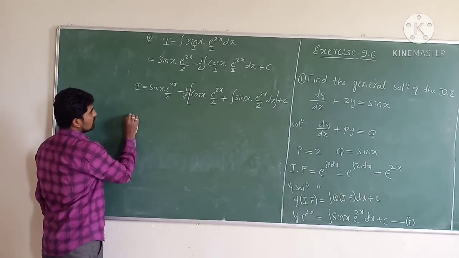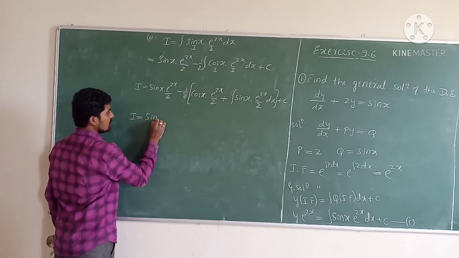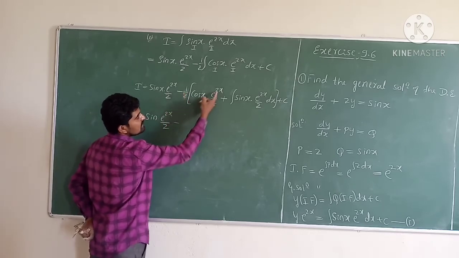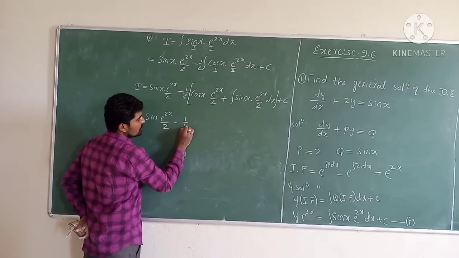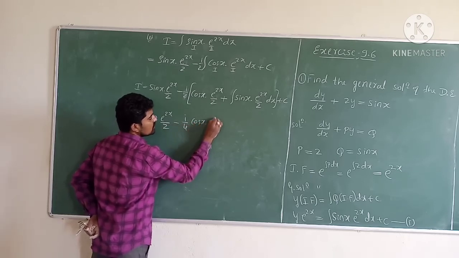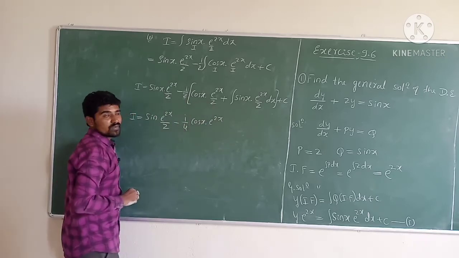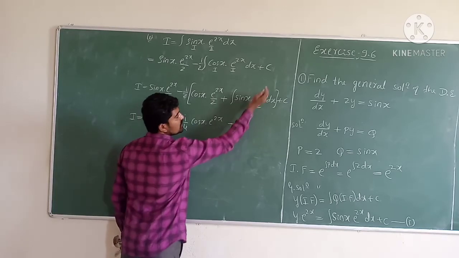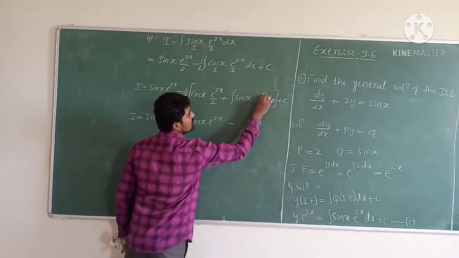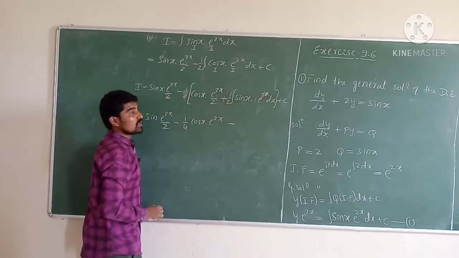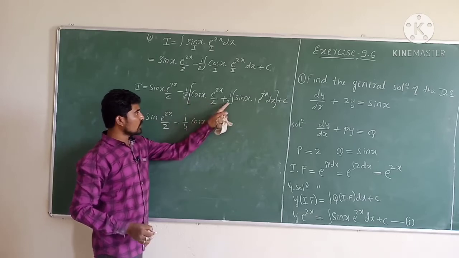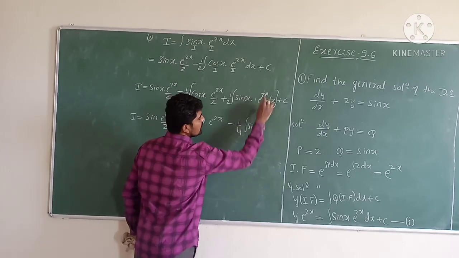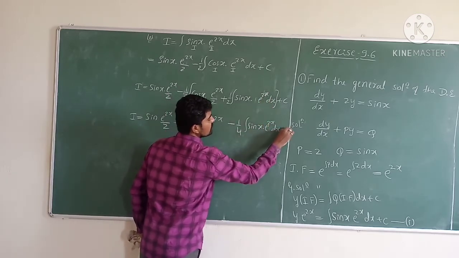Now, the value of I is equal to sin x into e power 2x divided by 2, minus 1 by 2 into cos x into e power 2x by 2, which is minus 1 by 4 into cos x into e power 2x. 1 by 2 into 1 by 2 is 1 by 4. Minus into plus minus. So here e power 2x divided by 2 is present, so 1 by 2 is a constant; I have taken it outside. Now minus into plus minus 1 by 2 into 1 by 2 is 1 by 4. Remaining is integration of sin x into e power 2x dx plus c.